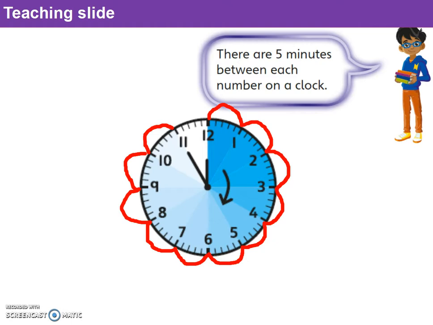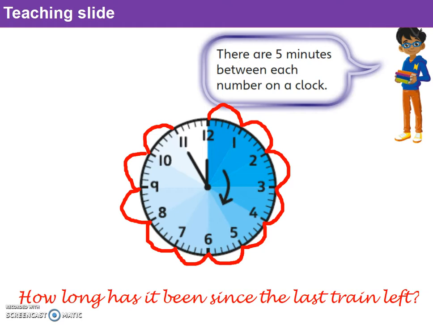An alternative way of looking at this is the same as working out each one of those numbers equals 5 minutes. We could say if the minute hand is pointing at 11, it's past 11 lots of 5 minutes. And we can work out 11 times 5 gives us an answer of 55. So for that question, how long has it been since the last train left? We can see that it's been 55 minutes.